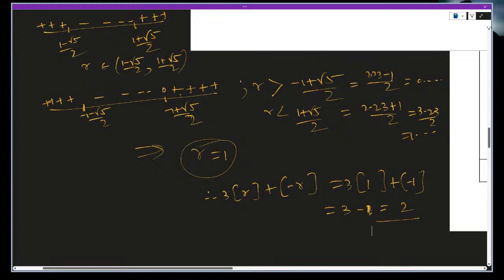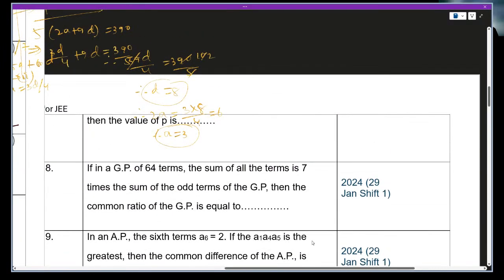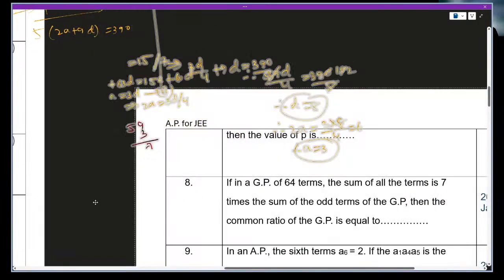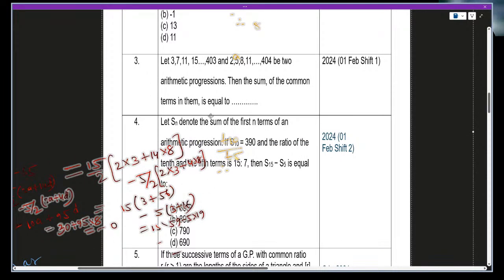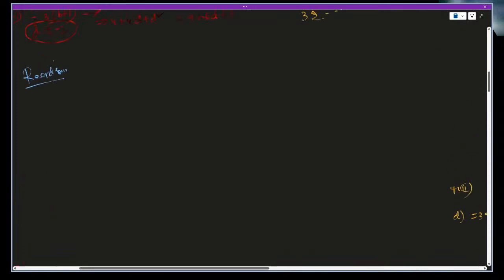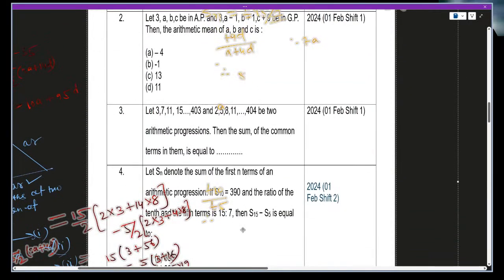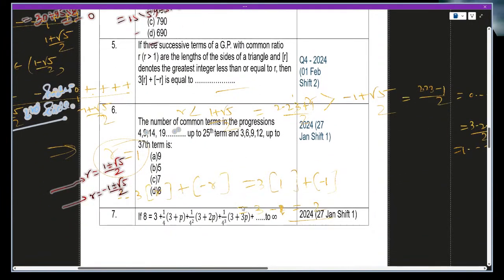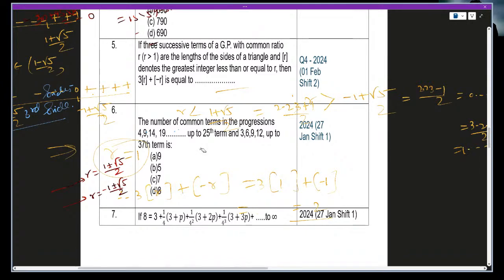I'll solve a few more and then we'll approach the remaining sums. Go for the next sum here. You are going to solve this one. Number of common terms, you don't do it with me, because we have just done one sum, no? This came in 2024, 27 Jan. So do this one now.